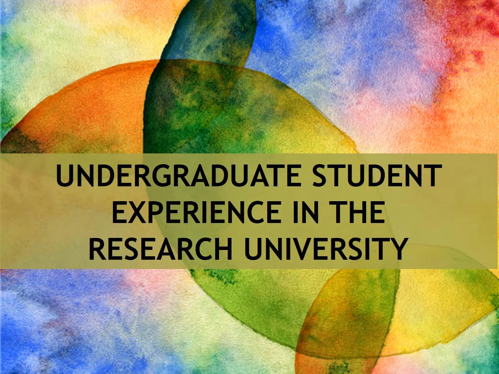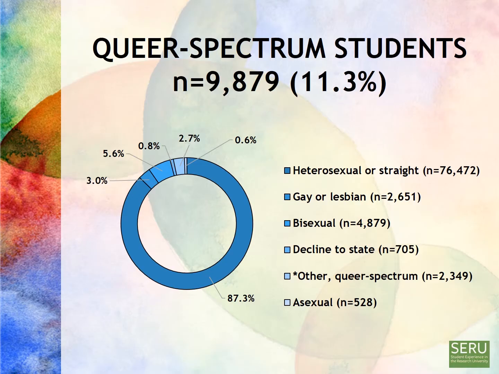Okay. So on the SERU, from 2016, we were 16 research universities that participated that year in the survey. And using the definitions we defined earlier, we collapsed a queer spectrum category for the analysis that represented about 11.3% of the students, so almost 9,900 students were represented there.